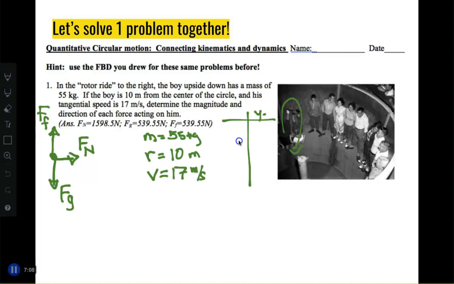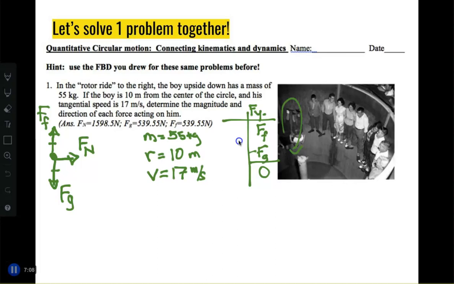So in the y direction, what forces do I have? Forces in the y direction. Well, we have the force of friction upwards on the boy and the force of gravity downwards on the boy. And those are going to add together to equal 0 because the boy isn't falling down or sliding up. So I can actually say that these forces are going to be equal in magnitude.